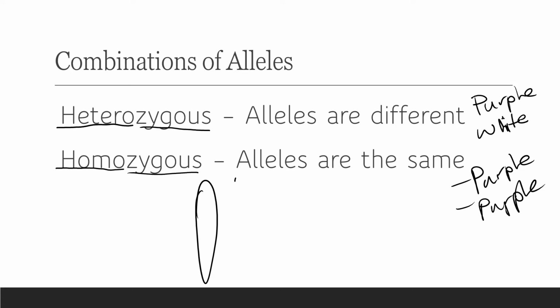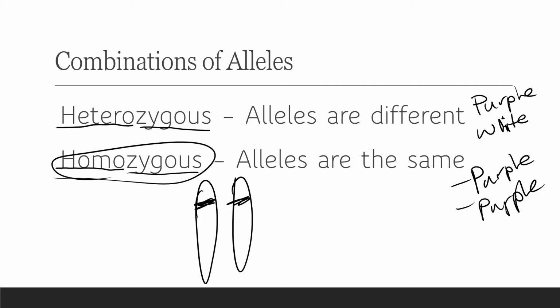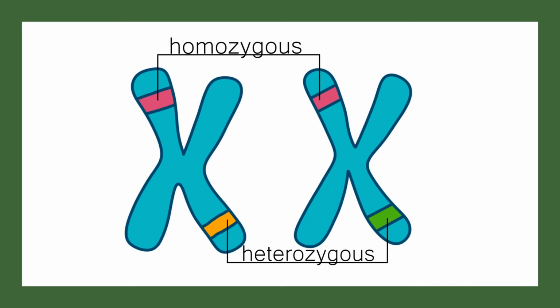So in that last picture we looked at, you had the two chromosomes. It's talking about here and here. If these two are the same, it's homozygous. If they are different, it's heterozygous. So you can see here, for this gene, they'd be homozygous because they're both pink. For this gene, they're heterozygous. One's orange and one is green.